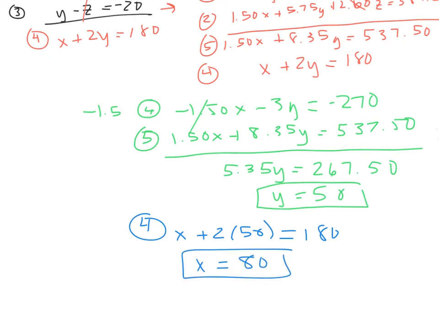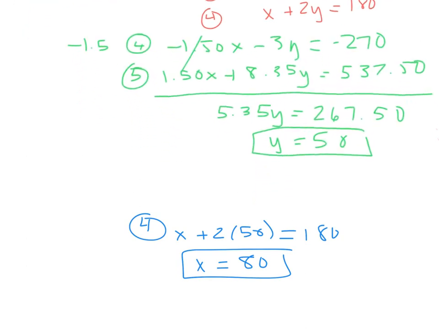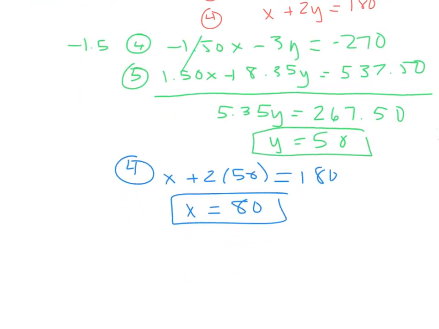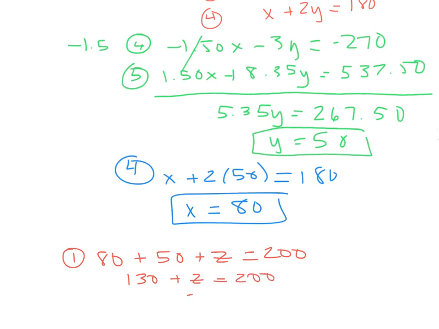Okay. So now I have x and y. We're going to finish it out and go back to red, and we're going to go back to our original. I would probably go with equation number 1. x is 80 plus y is 50 plus z should equal 200 flowers. So that's 130 plus z equals 200. z equals 70. So we should have 80, 50, 70 as our ordered pair.